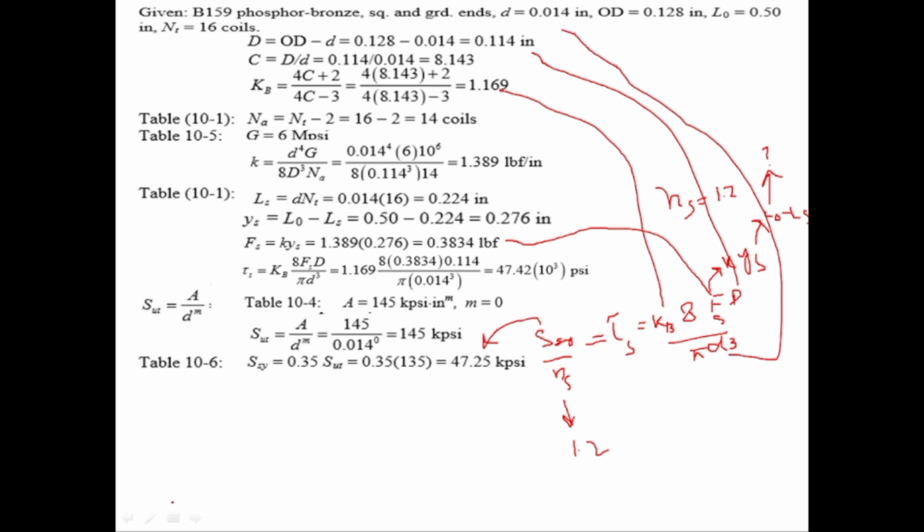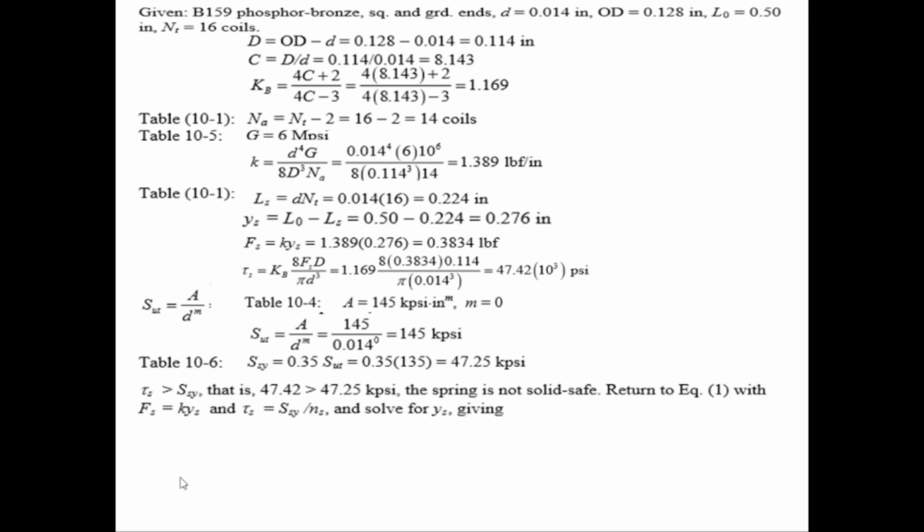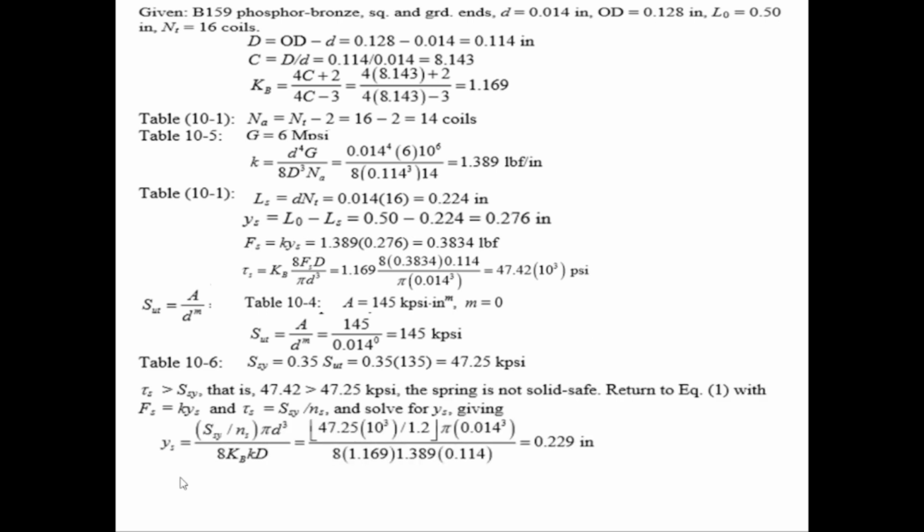So putting all these values and rearranging this equation for Ys, it will give you Ys is equal to 0.229 inches. Here Ys is the deflection of the spring when it is forced to be deflected from free state to solid state. So Ys is equal to L0 minus Ls. Then L0 will be equal to Ys plus Ls. So putting values, it will give you L0 is equal to 0.453 inches.